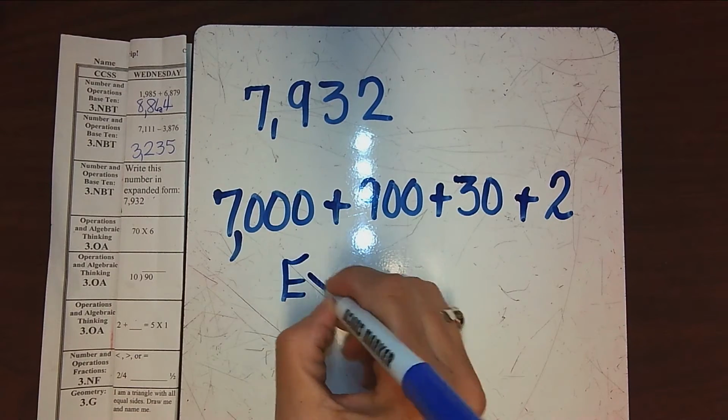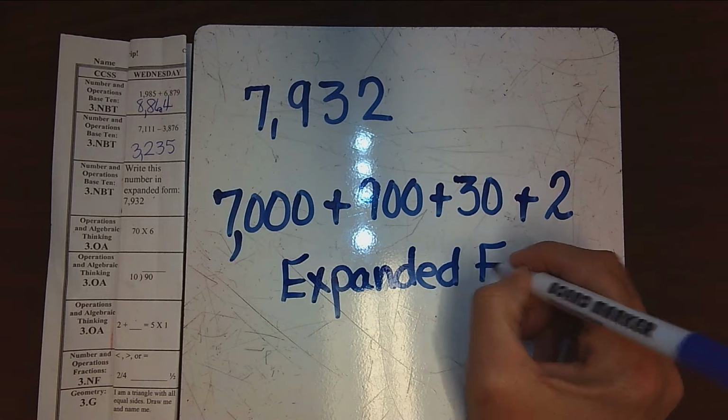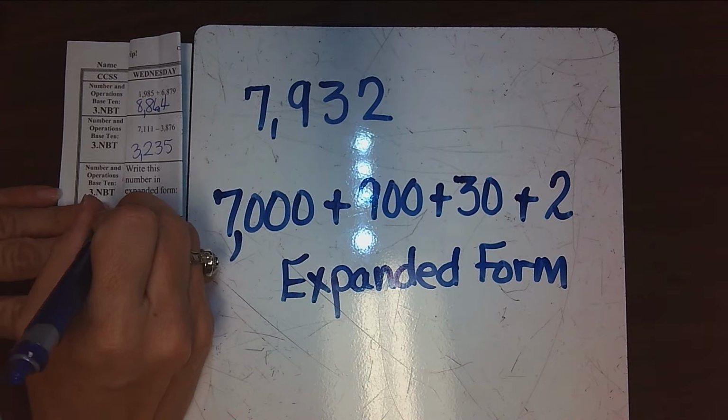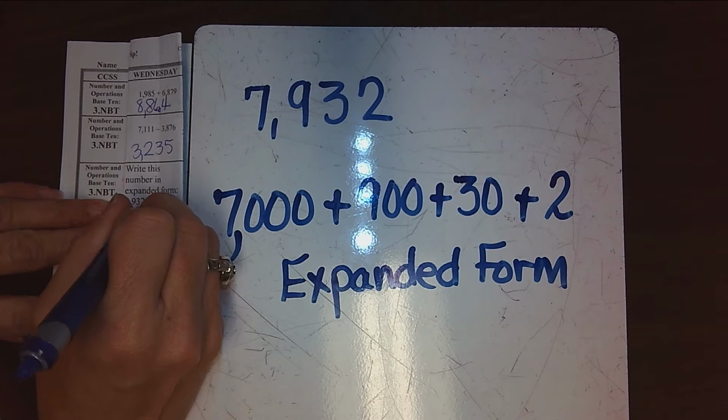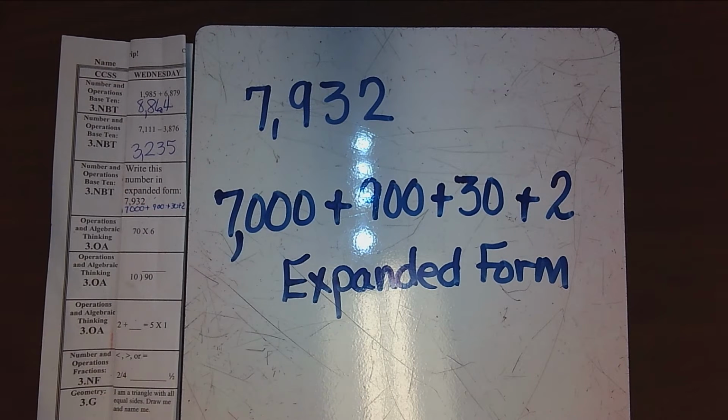This is expanded form. So squeeze that in on your answer spot. 7,000 plus 900 plus 30 plus 2.